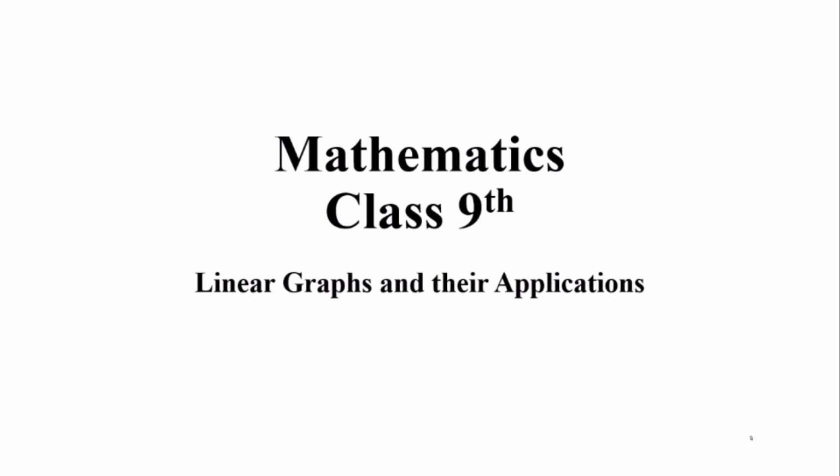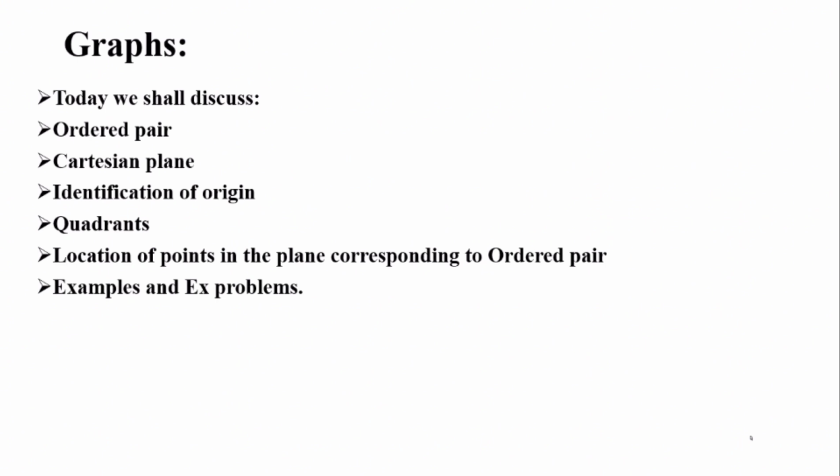This is a lecture of class 9th. So today we shall discuss the ordered pairs. Then we will see what is Cartesian plane. We will identify the origin and then we will discuss the quadrants. And after that we shall locate points in the plane, and then we will discuss a few examples.